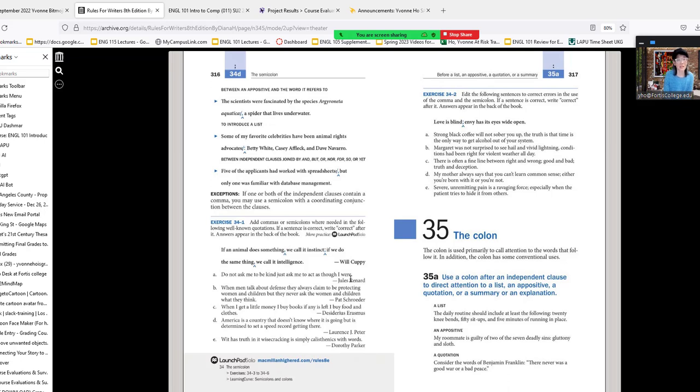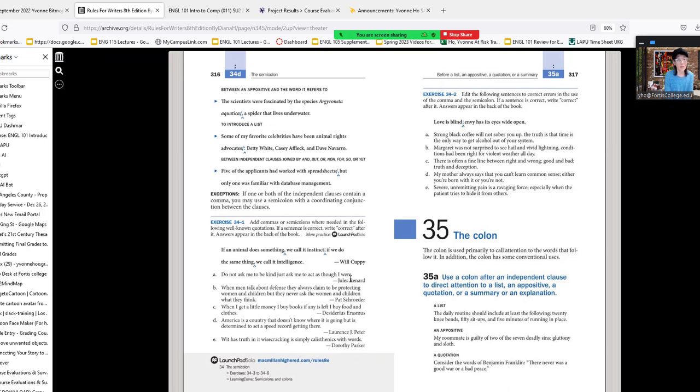And then, to introduce a list: some of my favorite celebrities have been animal rights advocates. So when you have a list like that, you want to have a colon, not a semicolon, because a semicolon stands for "and" in between closely related sentences, whereas a colon is used to set off a list.